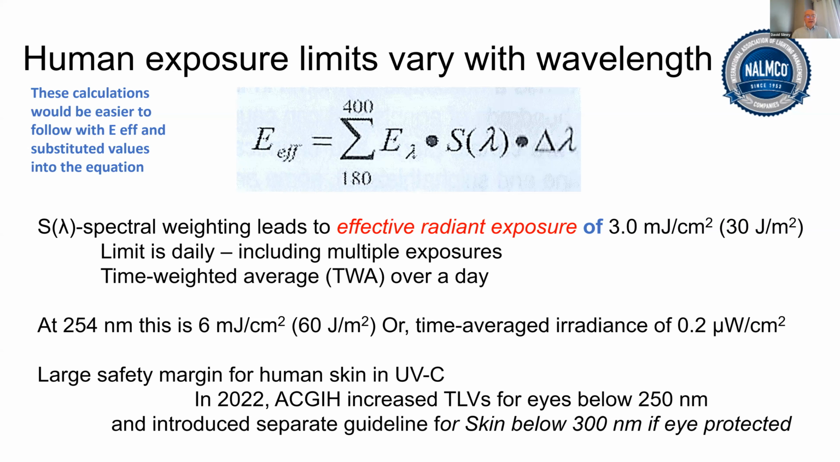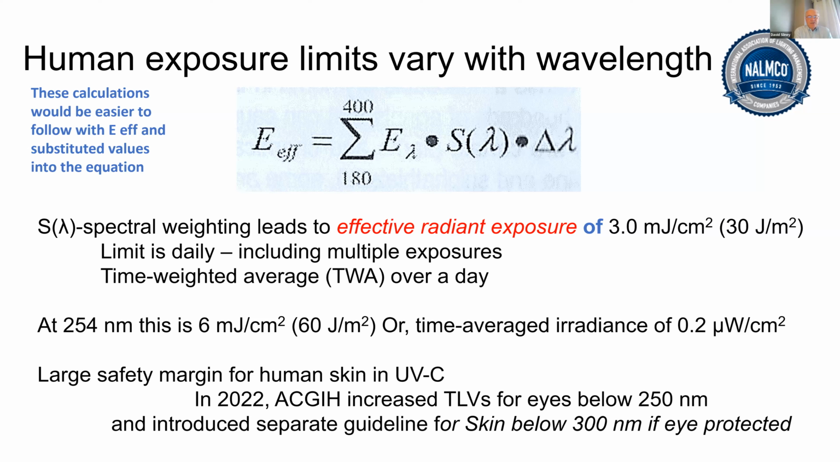So remember then, in red there, the effective radiant exposure is 3 millijoules per square centimeter. In some books, you'll see 30 joules per square meter. That's the same value. It's just averaged over a huge area compared to a square centimeter. The limit is for daily exposure, includes multiple exposures. And this is where we have to introduce the term time-weighted average.